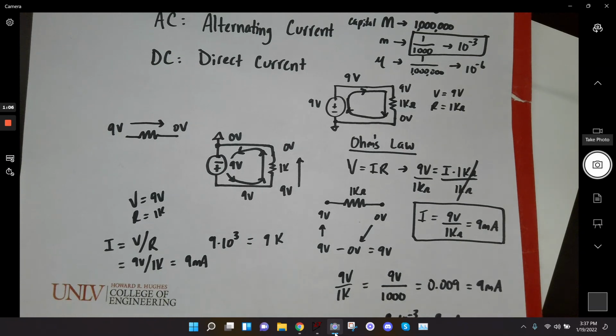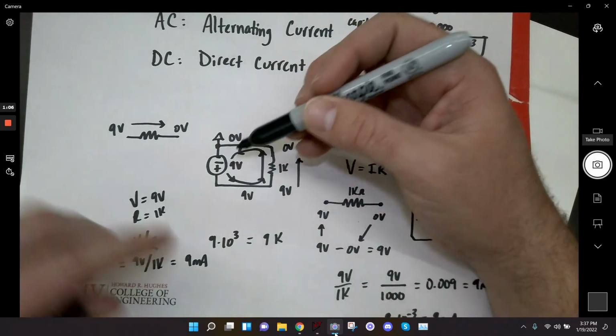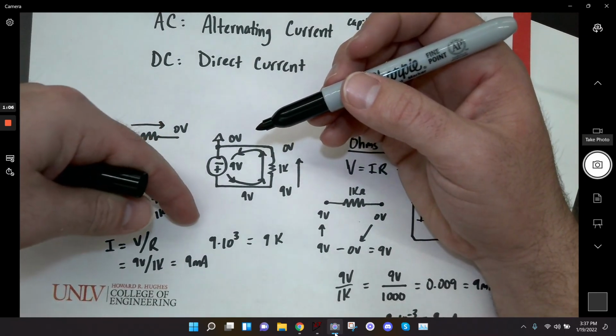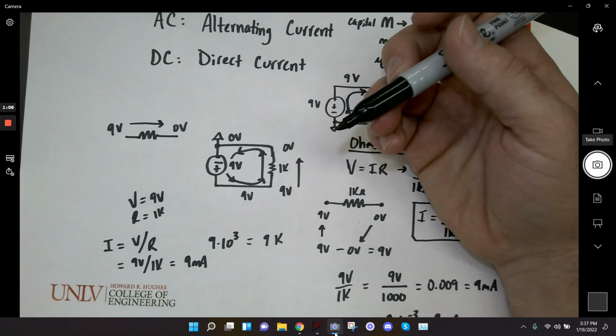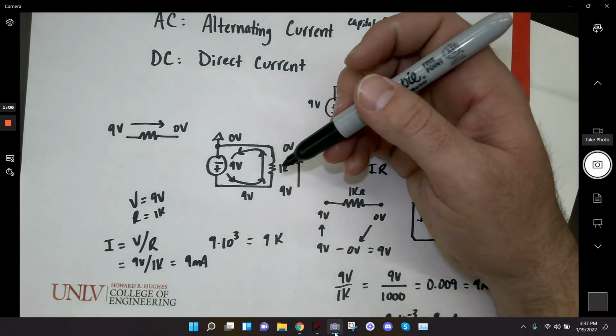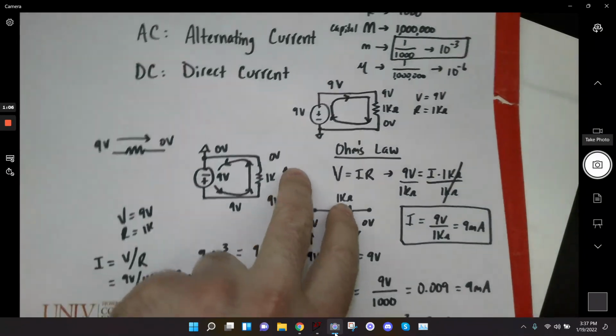Okay, so I see what you're saying, because now we have current flowing this way through the battery where this is 0 and that's 9, so that's kind of counterintuitive. What we care about is the resistor. So here, let me get another piece of paper, and I'll do another circuit real quick. We're almost out of time.